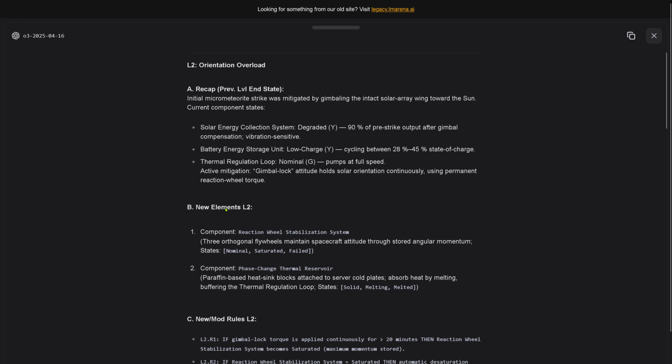So now I said add more elements because I wanted to increase the complexity. So the AI says, okay, now I add, given the situation and given my instruction, particular new elements. The first component it adds is a reaction wheel stabilization system. So this is 3 orthogonal flywheels maintaining spacecraft attitude, storing angular momentum. So a very basic physical system. You might smile about this, but hey, it's just about the complexity. And we have 3 states: nominal, saturated, and failed.